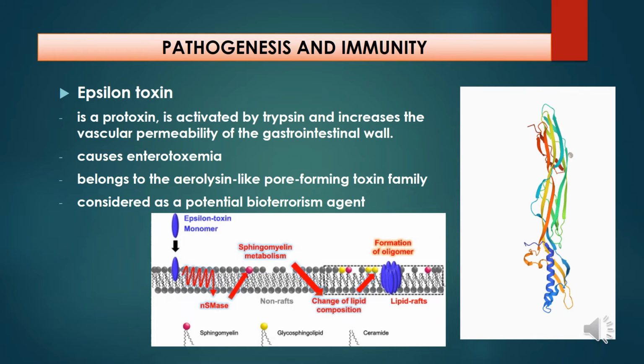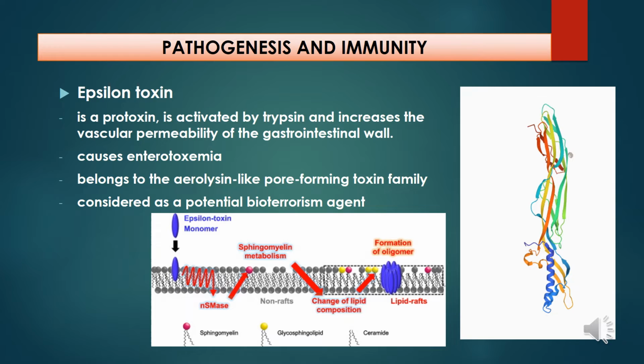Third one, we have the epsilon toxin, or ETX, which is produced by Clostridium perfringens type B and type D strains and causes enterotoxemia, a highly lethal disease with major impacts on farming of domestic ruminants, particularly sheep. So the epsilon toxin, or ETX, belongs to the aerolysin-like pore-forming toxin family. And so for its pathway, the epsilon toxin binds to the plasma membrane of sensitive cells and forms an oligomer required for pore formation in plasma membrane lipid rafts.